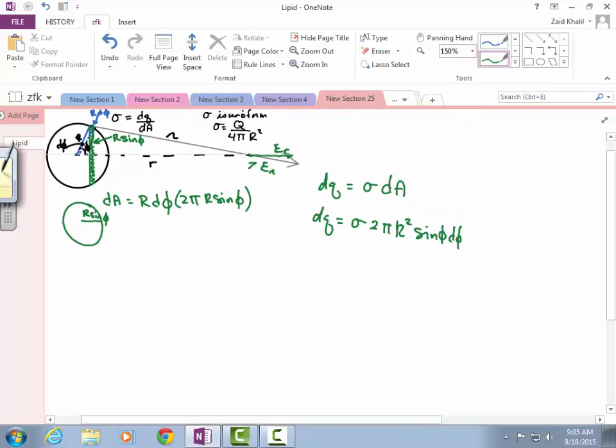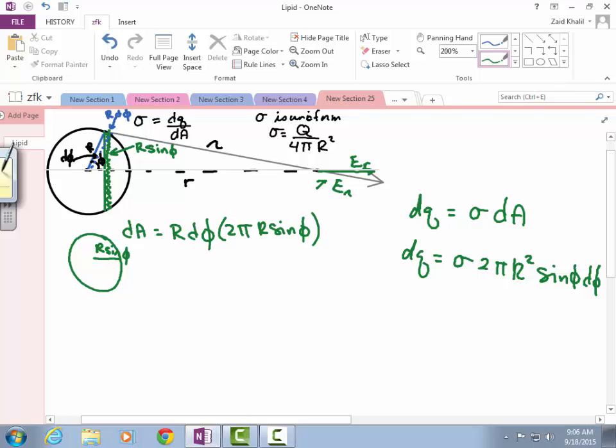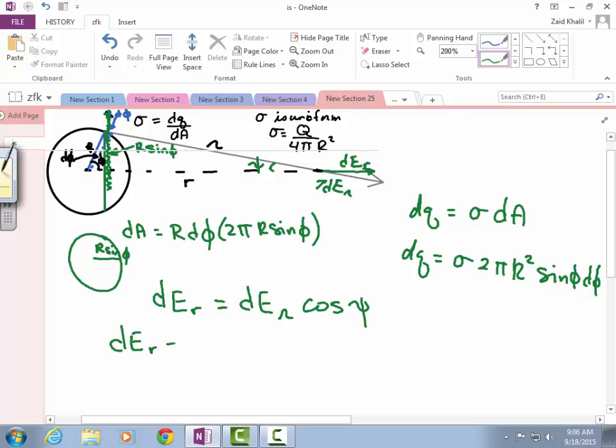So now I'm going to zoom in, and I'm going to call this angle psi. Okay? And so therefore dE little r, dE script R, is going to be dE script R times the cosine of psi. Nice. Now we can figure out what this is. So what's dE script R? Well, dE script R is equal to dq over script R squared, times 1 over 4 pi epsilon naught.